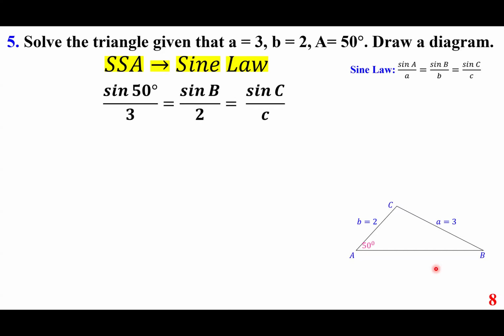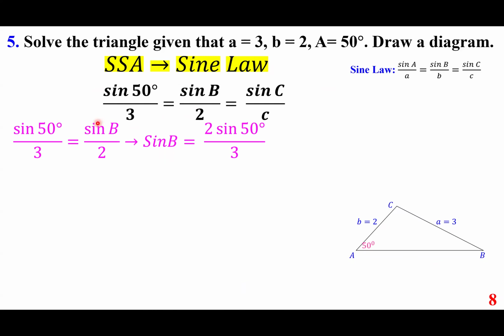So we get sine of 50 over 3, sine of B over 2, and sine of C over c. Obviously, we are going to use these two because everything is given except sine B. For now, we ignore the last one. So look at these two, cross product gives you sine B. Sine B is 2 times sine 50 over 3. I hope everybody's okay with the cross product. Right? You put it into a calculator and sine B becomes 0.511.